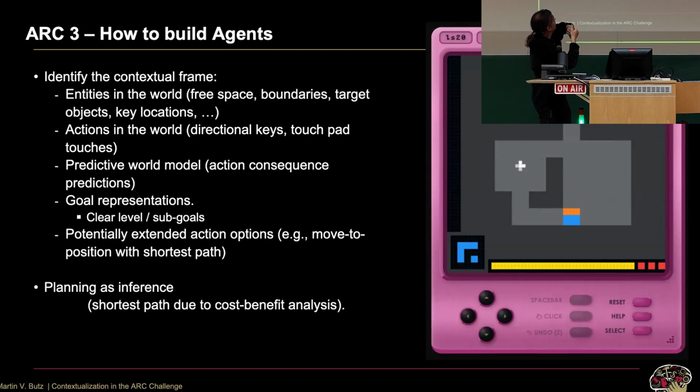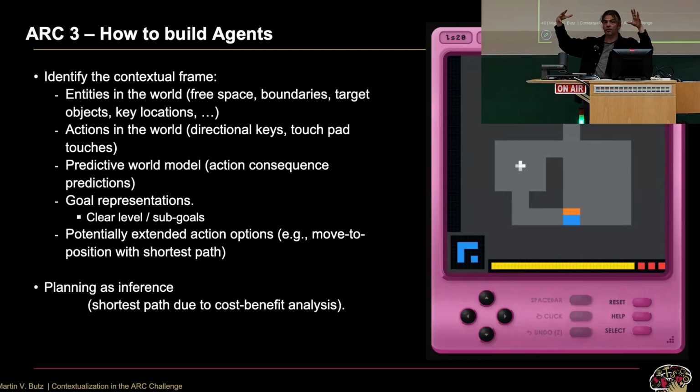So you have actions in the world which are directional keys which move the little agent. The predictive world model says about action consequences. When can you move to the goal state? When can you manipulate the shapes? The goal representations really you need, right? What is really clearing your level? So moving into this goal position when it has the right shape and later also the right color and so forth.